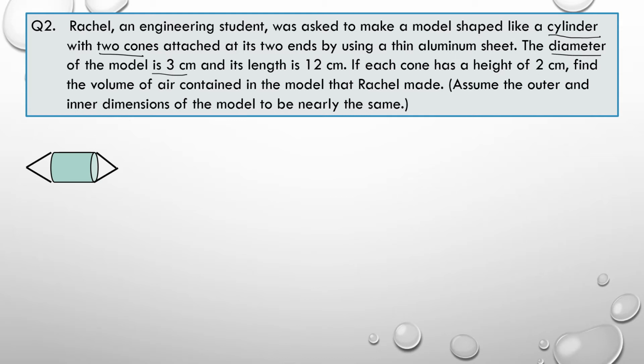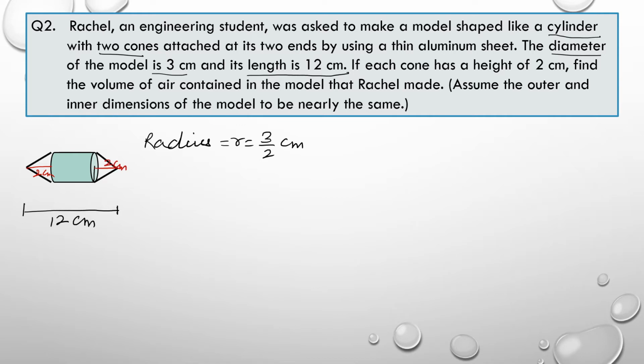The diameter of the model is 3 centimeter. If the diameter is 3 centimeter, its radius will be 1.5 centimeter, that is half of 3. So let's write radius r equal to 3 by 2. You can change it to decimal, otherwise leave it. And its length is 12 centimeter. Length means from this point to this point. This length is 12 centimeter. If each cone has a height of 2 centimeter, the height of this is 2 centimeter. This is also 2 centimeter, right?